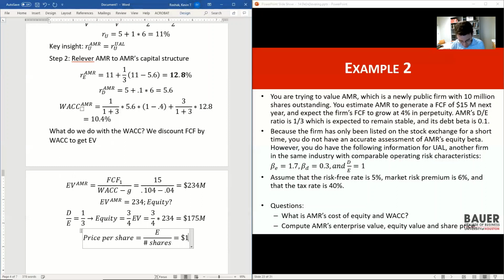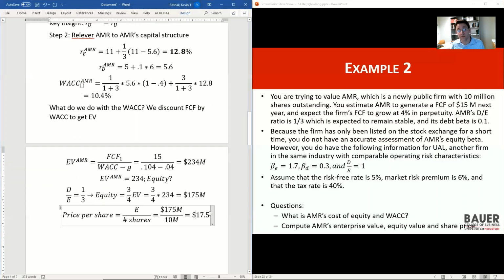So if there's a total of $175 million in equity, we divide that by the number of shares to get the share price. We see that there are 10 million shares outstanding. So therefore, the share price should be about $17.5. Okay, so the analyst would go through this and say, look, this is a newly public company. We don't have much data on it, but it should be worth $17.5. And so they would sell this advice to their clients and say, if you see the stock trading at more than 17.5, it's overvalued. If it's trading at less than 17.5, it's undervalued.